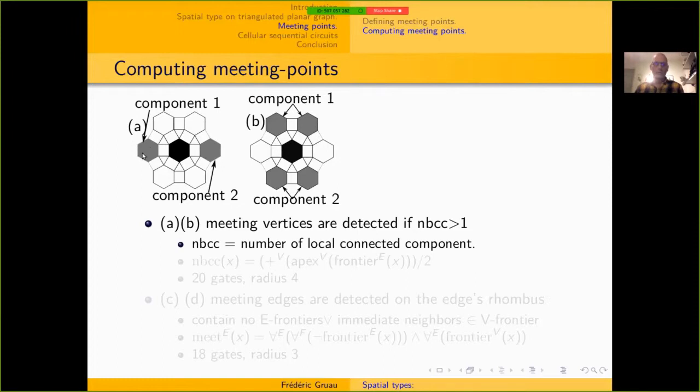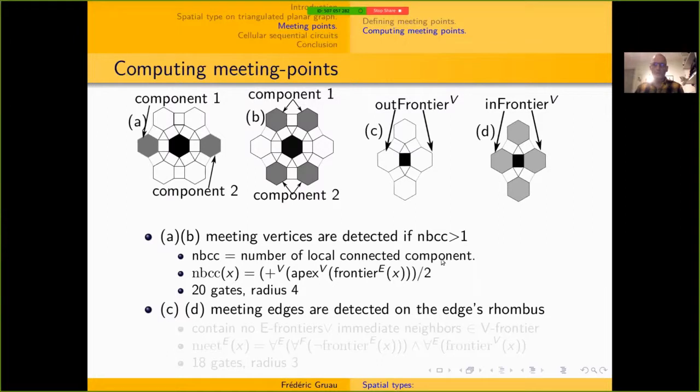Each piece of local connected component must have 2 edge frontiers in the blob. One here, one here, one here, one here. And those edge frontiers are apex neighbors of the vertex we are interested in, where apex is the communication we've just seen. So to compute the number of local connected components, we consider the frontier, we apply the apex communication, we sum this, and finally we divide by 2. This costs 20 gates, and otherwise just 4.